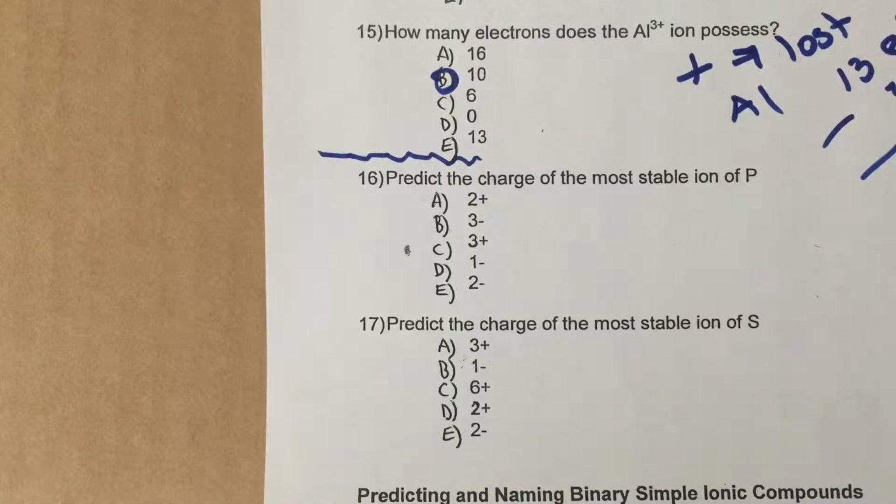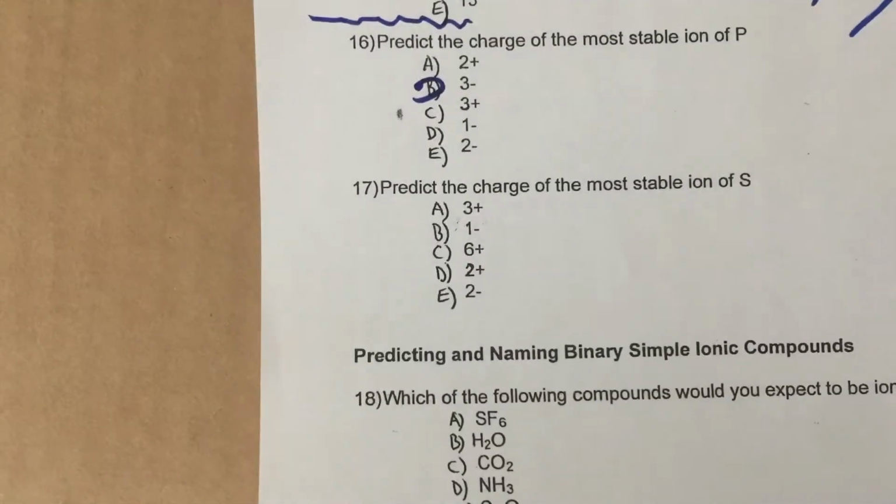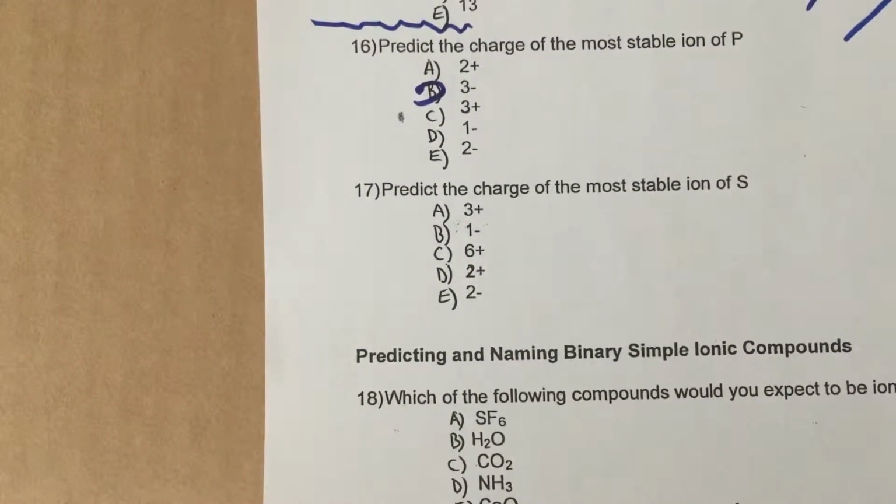All right, here we go with part number 2. Figure out what our answers are from this test. So first one, predict the charge of the most stable ion for phosphorus: -3. Again, look at your periodic table for that. Predict the charge of sulfur: -2.